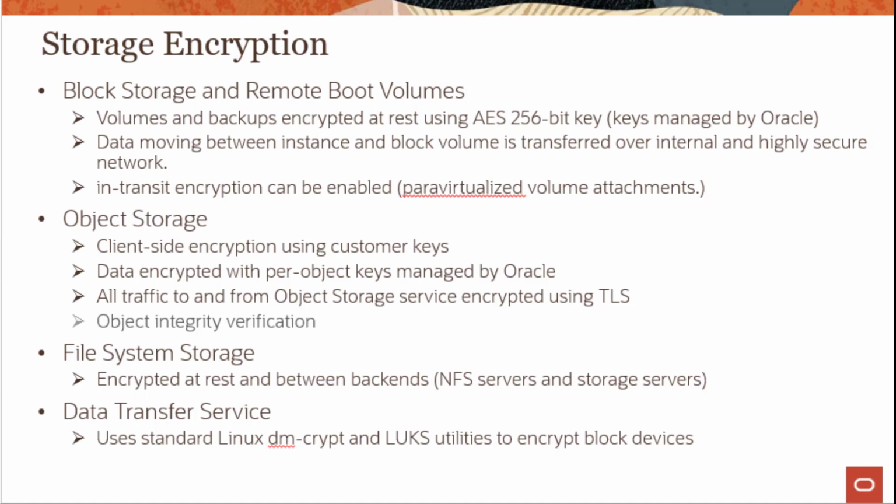File storage service also provides encryption at rest and between backends, and the backends are NFS servers and storage servers. In terms of backup, snapshots are available for file system storage service as well. In terms of data transfer services, Oracle uses standard Linux dm-crypt and LUKS utilities to encrypt all the block devices. So as you can see, very strong encryption policies and utilities are provided for all different types of storage services that are available in Oracle Cloud Infrastructure.